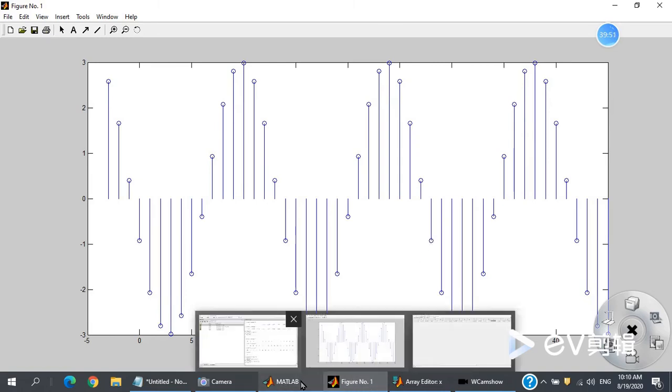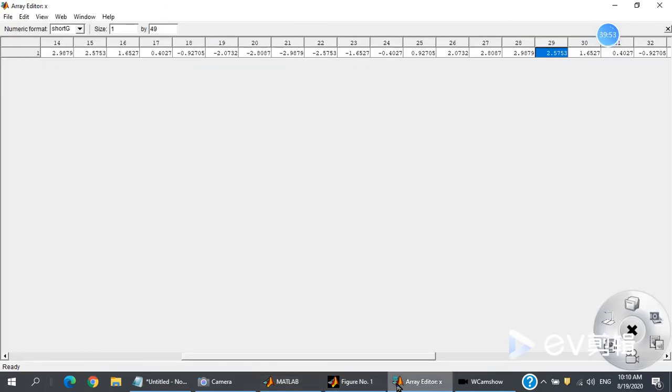You can check the values in this list. When n is 15, its value is this one, and when n is 29, the value is the same. So still use 14 as the period. Every 14 is a period. Okay, let me put this in the notes.